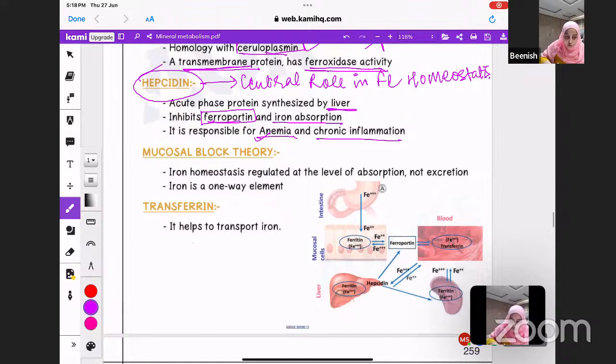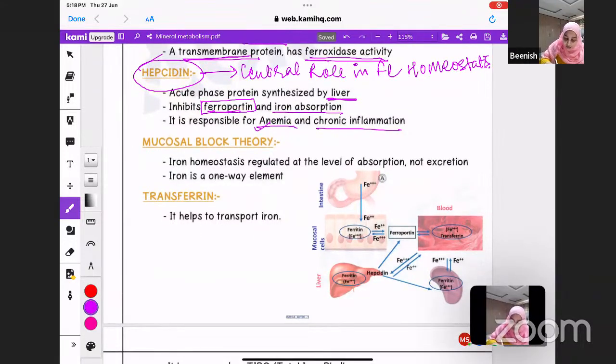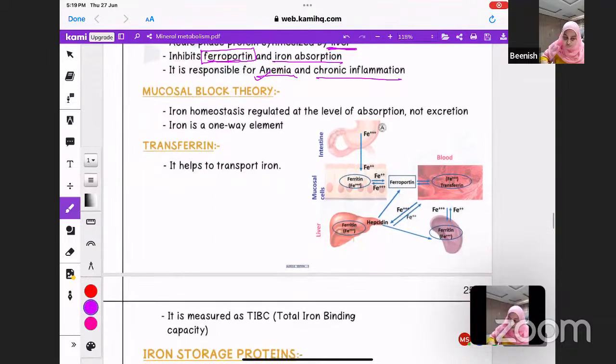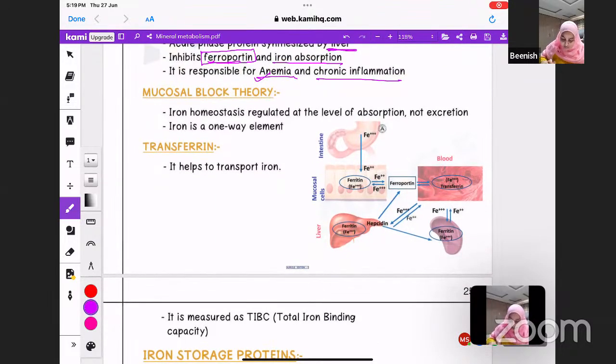Now, mucosal block theory. The iron homeostasis is regulated at the level of absorption, not excretion, and iron is a one-way element. So basically, it is trying to say what is going to happen. I'll just draw a picture here. See, this was your enterocyte.